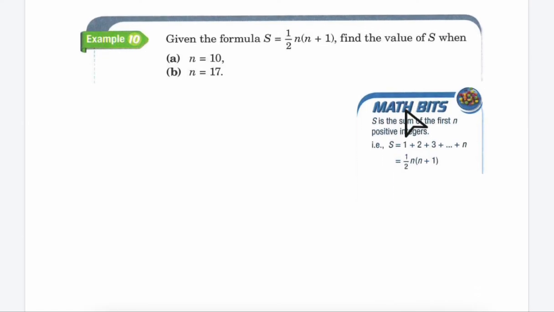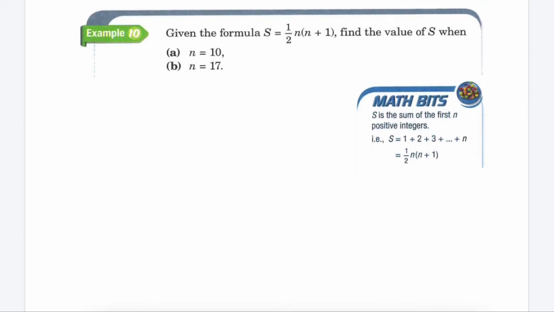Let's take a look at another formula problem. This one says, given the formula, S equals 1/2 times n times the quantity of n plus 1, find the value of S when A, n equals 10, and B, n equals 17. And just as an interesting math fact, this is a real formula. And when you solve it, you can figure out the sum, or the answer to an addition problem, the sum of the first n positive integers, as long as you know what n is to put in.